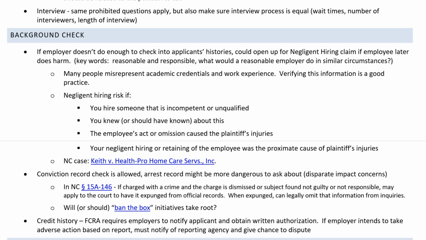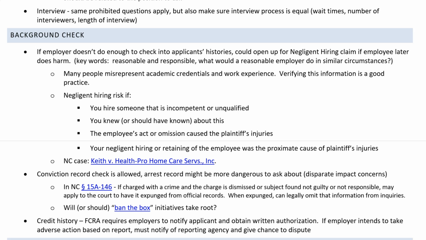Doing a, like I said, criminal background check is allowed. The conviction record check is allowed. There was a time when people would ask on an application if anybody had ever been arrested before. That's a little bit more dangerous to ask about because of some disparate impact concerns, because certain populations tend to be policed more heavily. If you live in a certain neighborhood, you might have more interaction with police officers. It raises the chance that you may have been arrested, even if you didn't do anything wrong. So it could be that somebody has an arrest record, even though they don't have any kind of conviction record. So that's the kind of thing to be aware of.